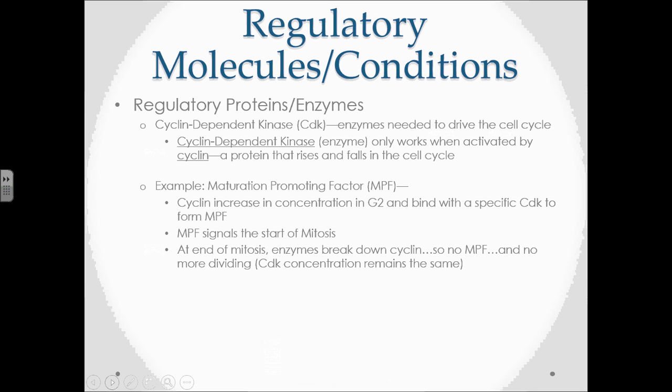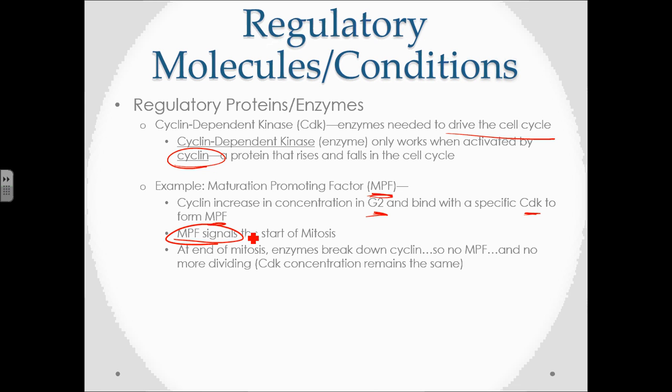Regulatory proteins or enzymes. Cyclin-dependent kinases are enzymes that are needed to drive the cell cycle, make it go forward. They work when activated by cyclin. Cyclin is a protein that rises and falls in the cell cycle. Example, maturation promoting factor, MPF, better known as. It's a cyclin that increases in concentration in G2 and binds with a specific CDK to form MPF.